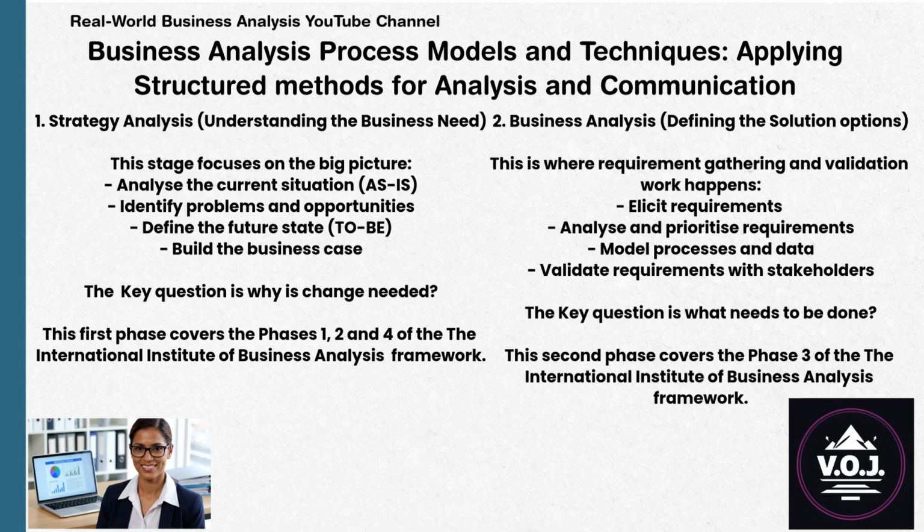The second phase is the business analysis, defining the solution options. This is where requirement gathering and validation work happens. Elicit requirements by engaging stakeholders through interviews or workshops. Analyze and prioritize stakeholders' requirements or needs. Model the to-be processes and data from the as-is processes. And validate the requirements or needs with stakeholders. The key question is, what needs to be done? This second phase covers the Phase 3 of the International Institute of Business Analysis framework.